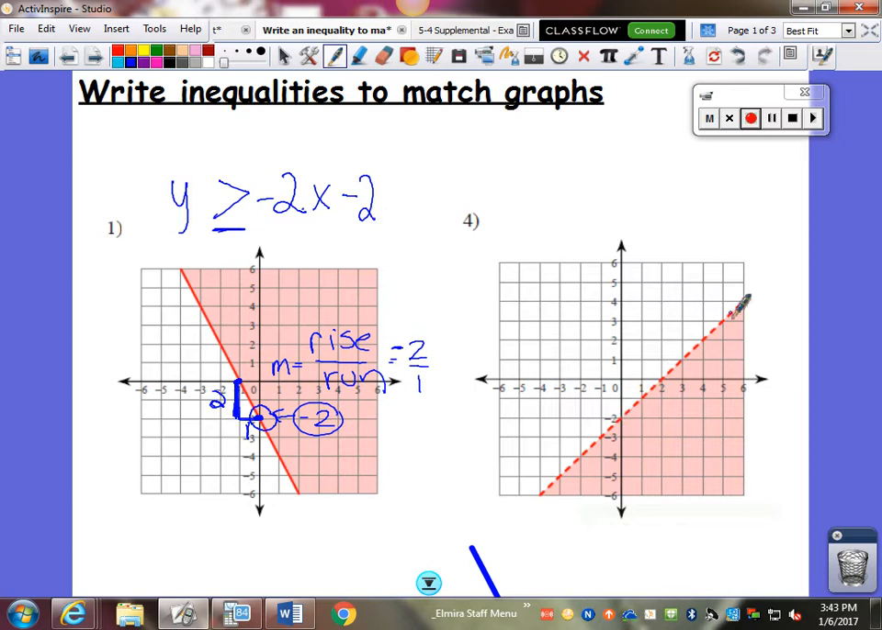I have another one. Let's see, I need a y. I need a dashed line. And here again, if I take this line and I move it downward, that is what puts me in the color zone. Down. Okay, so that means less than. It's a dashed line, so I do not put an equal bar.